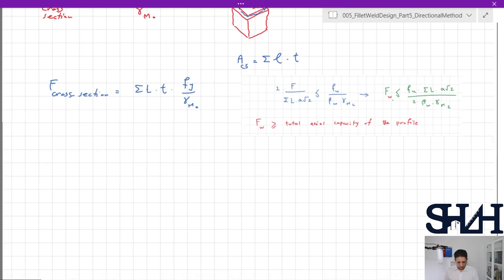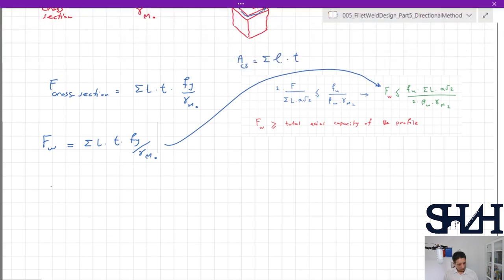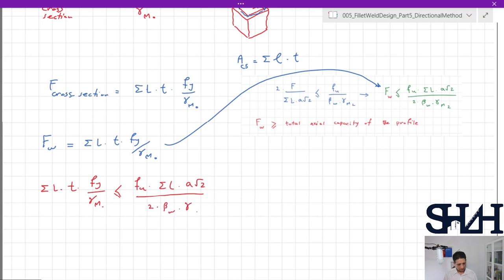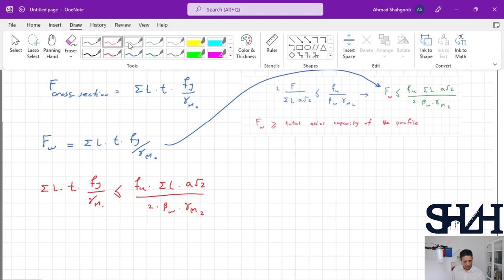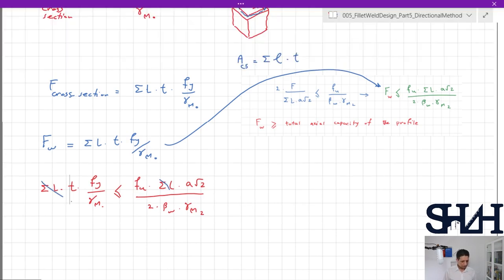So Fw that is calculated here should be greater or equal to total actual capacity of the weld. So I can assume that Fw can be at least sigma L times T times Fy divided by gamma M0. And if I substitute this with the given equation here, then it will be sigma L times T times Fy divided by gamma M0 should be less than Fu times sigma L times A square root of 2 divided by 2 beta W times gamma M2. We can see that sigma L can be crossed.